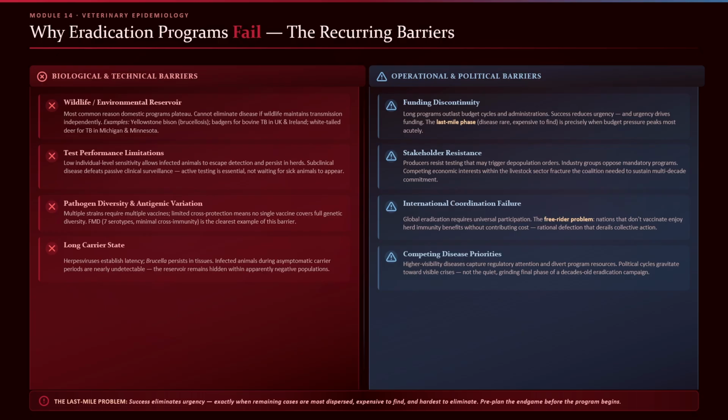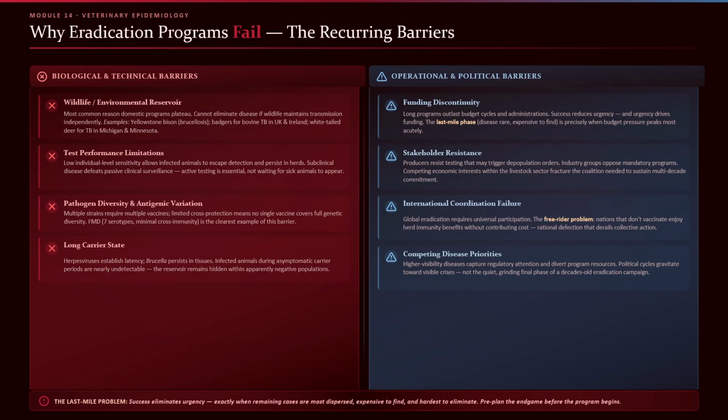The last mile problem. The final few percent of infected farms or animals are disproportionately difficult to find. The surveillance tools that worked efficiently at high prevalence often miss cases at very low prevalence because the signal to noise ratio collapses. Cross-border reintroduction. Even a successful national elimination program can be undone overnight by reintroduction from a neighboring country that has not eradicated. This is why regional and global cooperation matters so much.